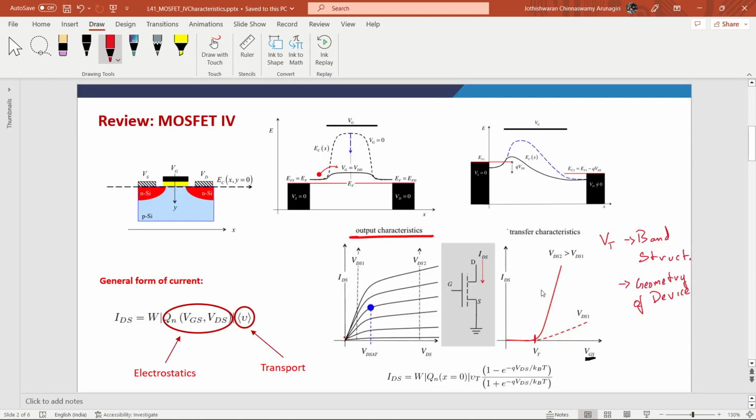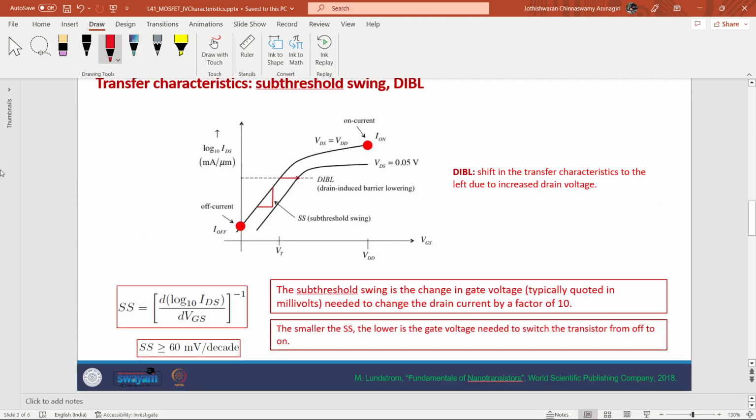This is the long and short of what we discussed last week. Added to this was the concept of DIBL. So one small clarification from before. What should be noticed is because of the drain-induced barrier lowering.